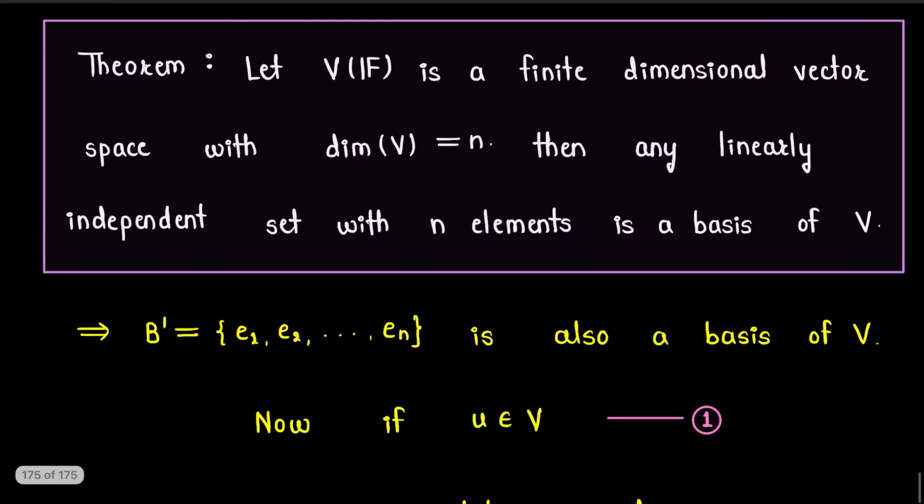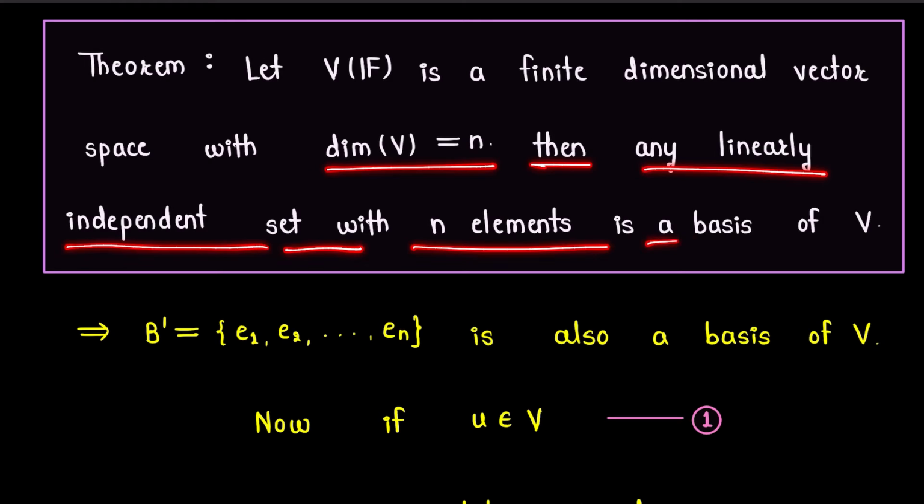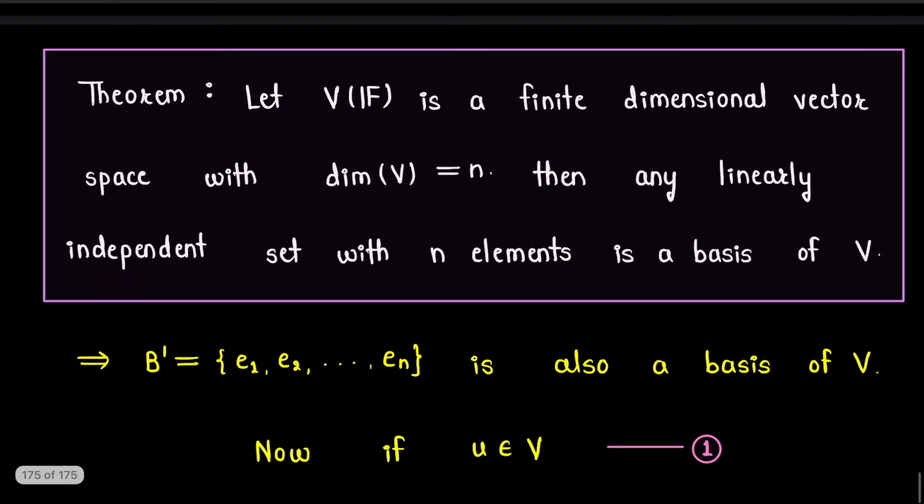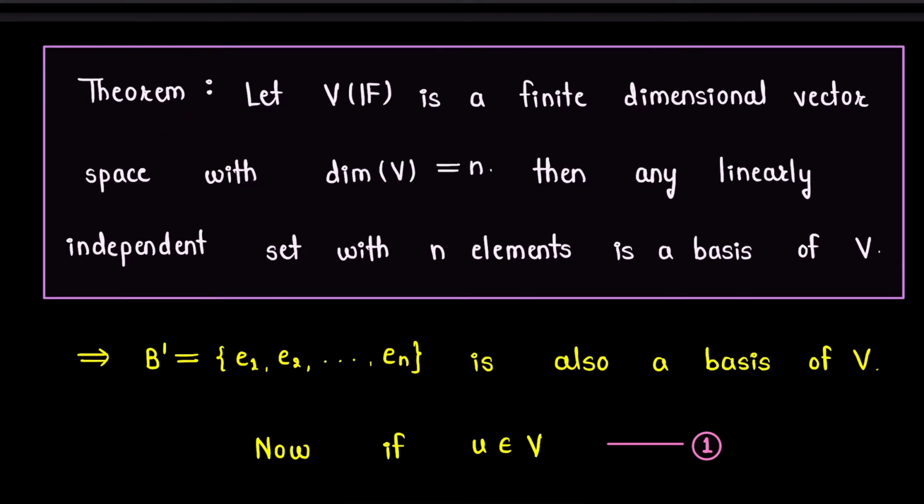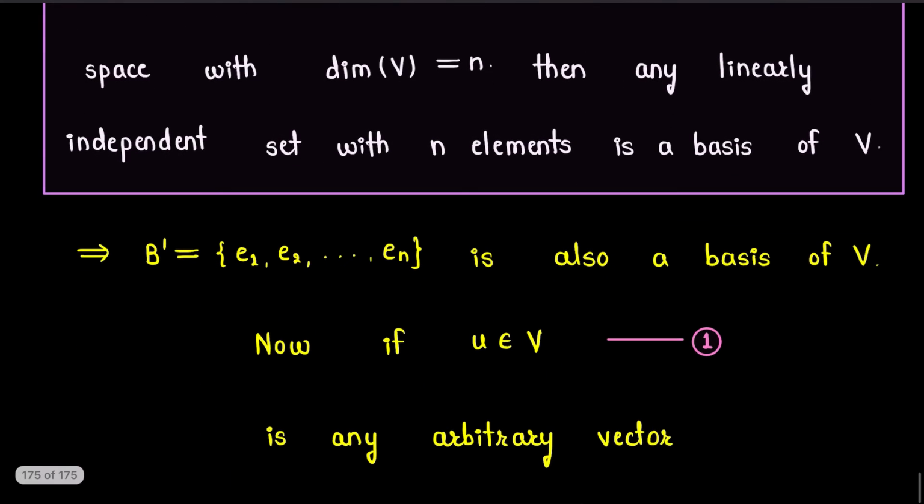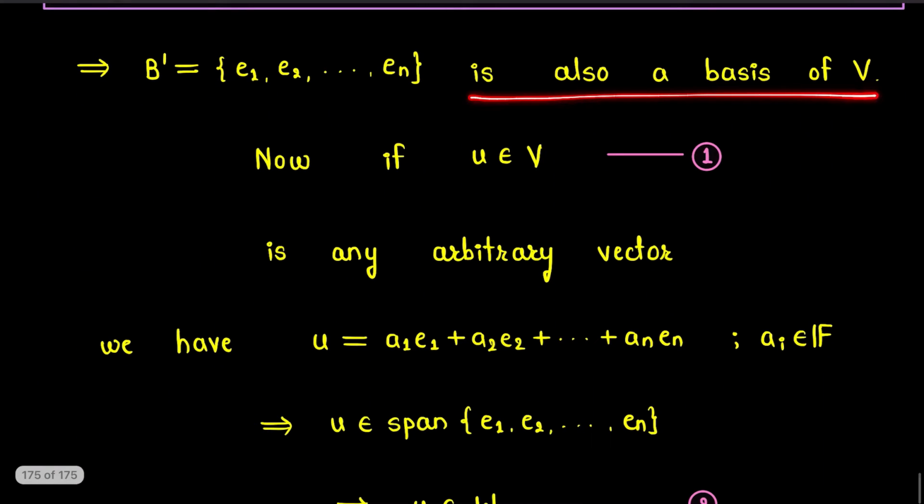Next, we have one theorem which states that let V over field F be a finite dimensional vector space with dimension of V equal to n, then any linearly independent set with n number of elements is a basis of V. We have also proved this theorem in our earlier video. You can see the proof from there. Now, from this theorem, we can conclude that the set B dash containing these n number of vectors e1, e2 up to so on en is also some basis of V.